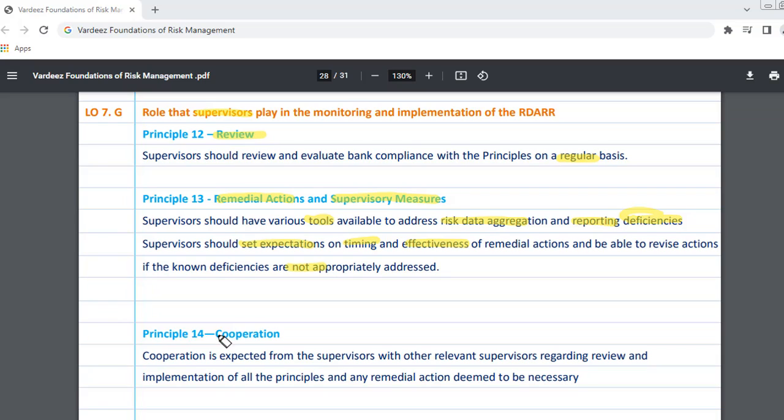Okay, finally, the last principle is about cooperation. Cooperation is expected from the supervisors with other relevant supervisors regarding the review and implementation of all the principles and any remedial action deemed to be necessary. So basically, it's all about reviewing, taking some remedial actions, and cooperating with the other supervisors. So that's their role. With this, we end the 7th chapter. Let's move on to the next reading.